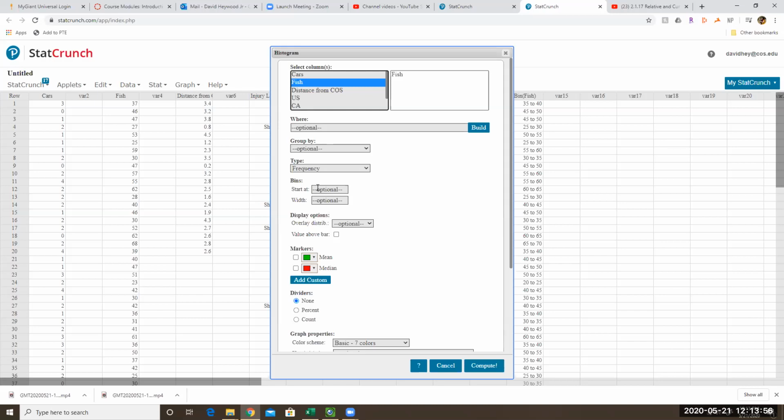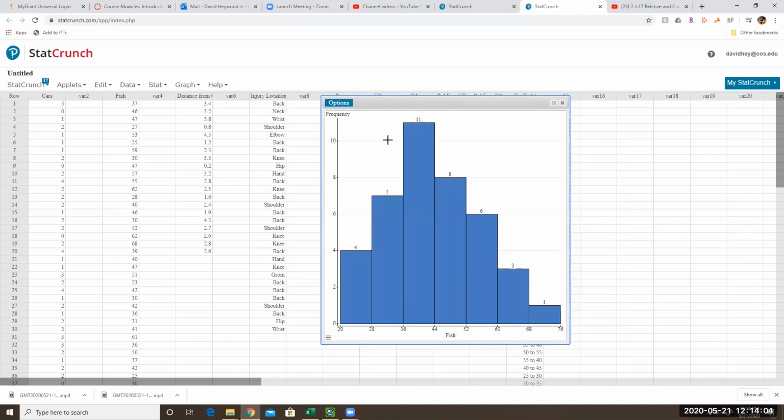And then you have total control over the bins. And if you wanted to know what the frequencies are, you could just click this little box that says value above bar, and then it gives you the numbers. So that's pretty nice. And if you hover over the bars, it tells you what the classes are.